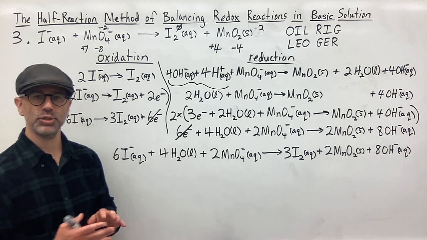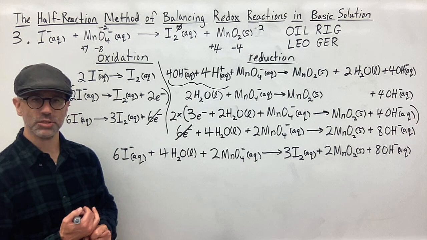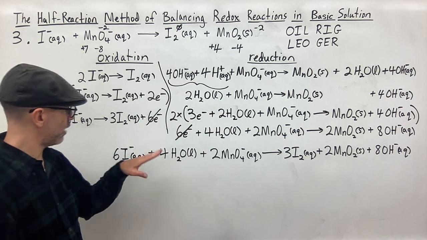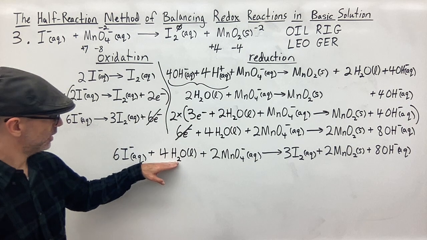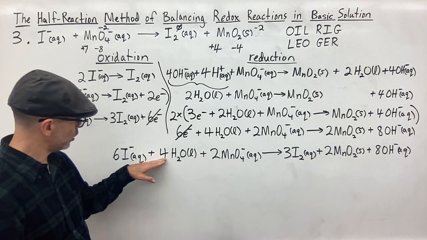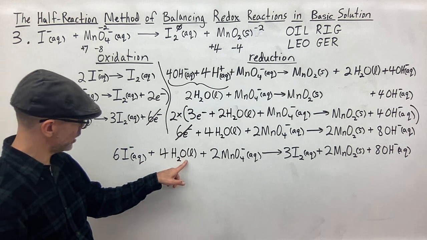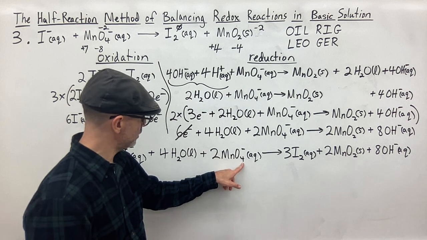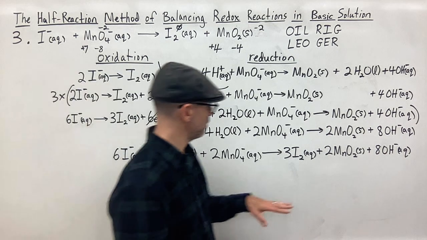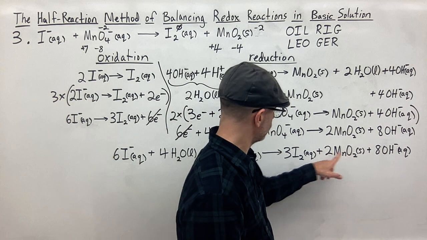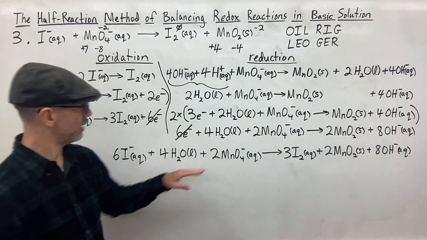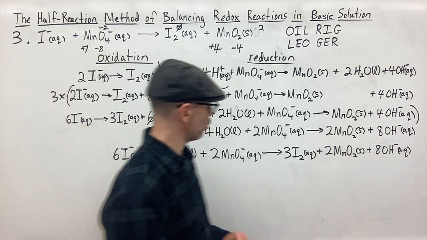So we can always double check. We can double check that the atoms are balanced and that the charge is balanced. So I have 6 iodine here. I have 3 times 2, 6 there. I have 4 times 2 hydrogen, that's 8. And I have 8 times 1 hydrogen, that's 8 there. I have 4 times 1 here, that's 4 for the oxygen here. And I have 2 times 4 is 8. So 8 from here plus 4 is 12. So I have 12 oxygens on this side. And then here I have 2 times 4, and then I have 8 and 4 is 12 oxygens on this side. And then finally I have 2 manganese and 2 manganese. So the atoms are balanced.